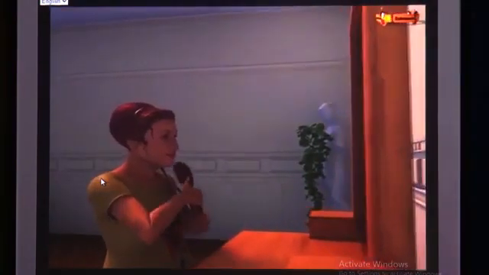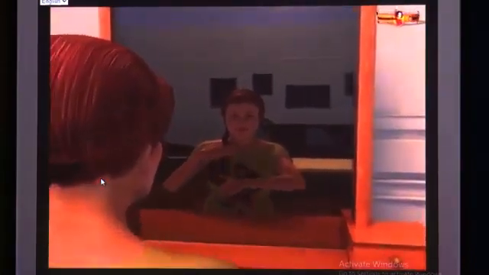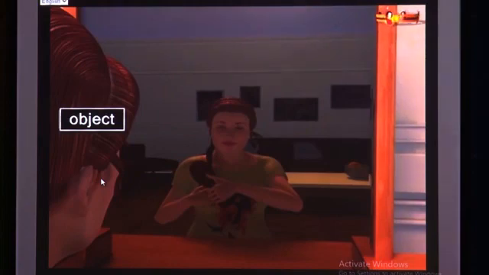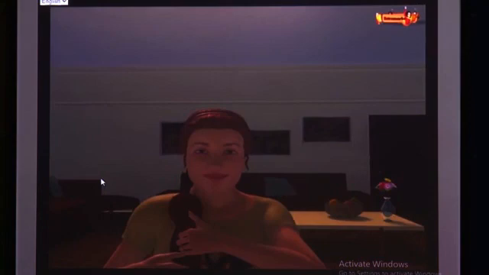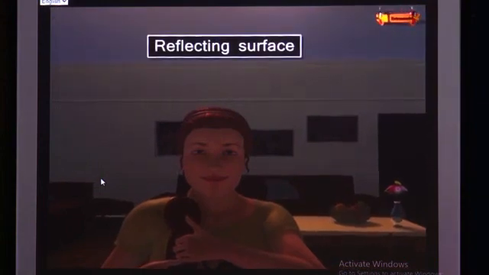Here, the girl combs her hair by seeing her reflection in the mirror. The girl herself is the object here, while another girl, which seems to be present behind the mirror, is the image of the girl. The polished mirror is the reflecting surface.